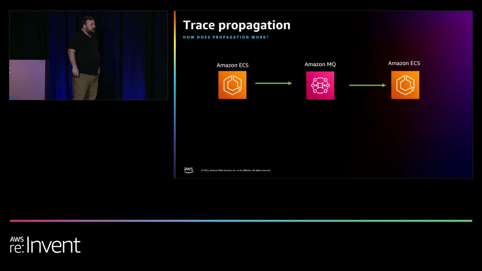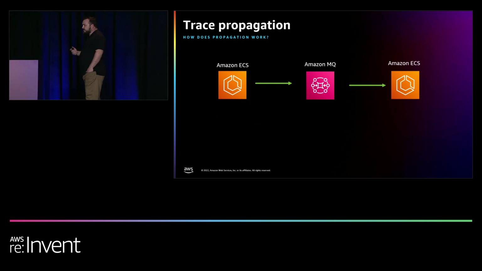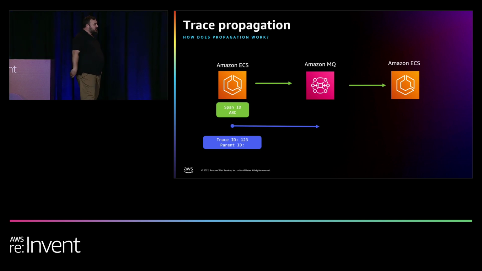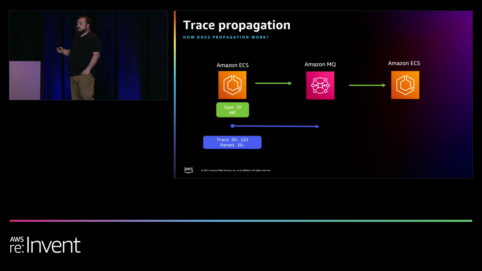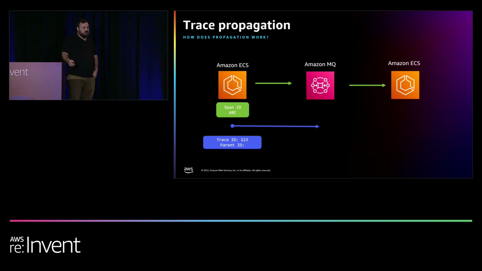So let's take a slightly different example. Let's pretend we have an ECS Fargate container. It's putting something onto Amazon MQ, RabbitMQ, let's say. Now, ECS, we've instrumented our container with X-Ray or OpenTelemetry, so it's generated the trace ID, it's generated a span. But there's nothing in RabbitMQ that knows anything about OpenTelemetry or tracing. So nothing is actually sent there.